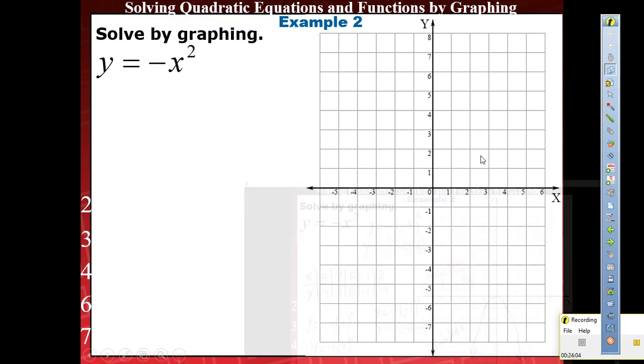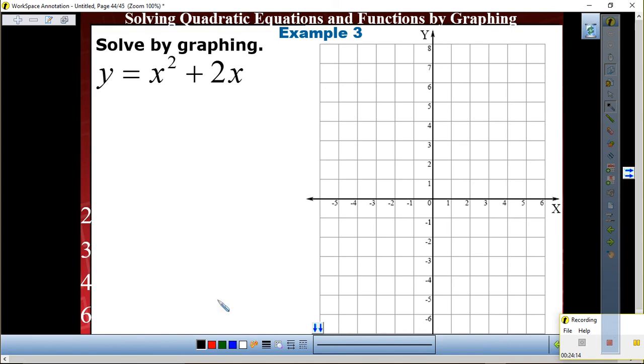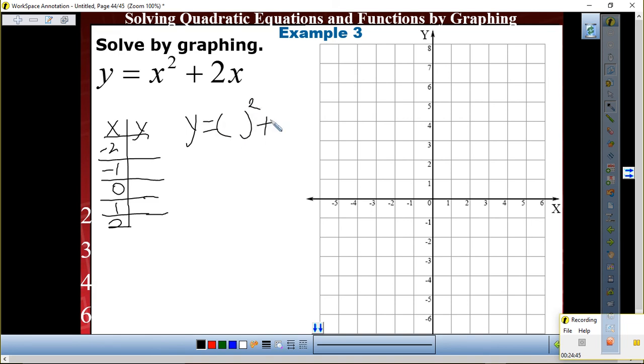Example number 3. Copy this function. Y equals x squared plus 2x. What do I do? Leslie, R. The table. Now I'm going to do a table like this. And my domain? Negative 2, negative 1, 0, 1, 2. All right. I'm going to write this out with parentheses. Y equals parentheses squared plus 2 parentheses.